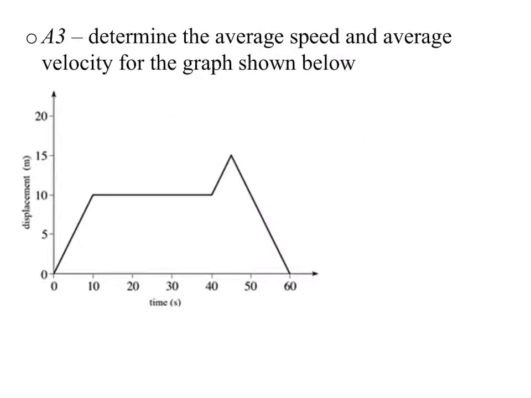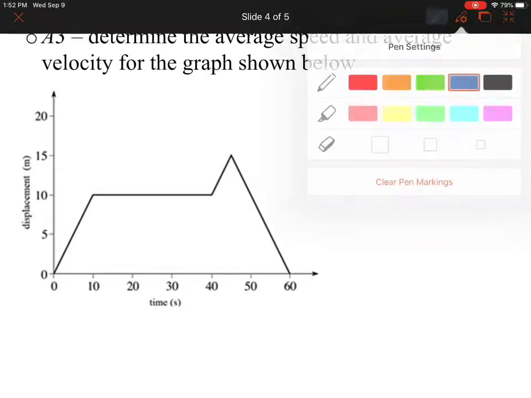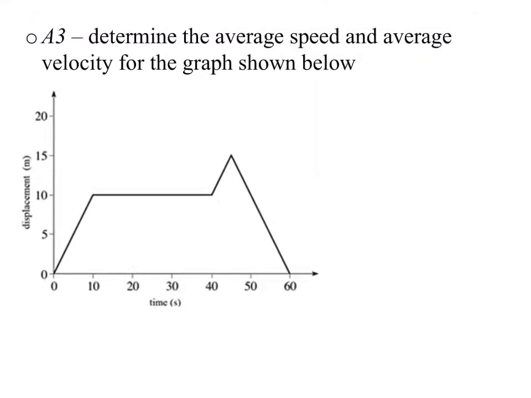So let's determine the average speed and average velocity for this graph that I showed you just before this. Okay, so if we're going to do that, let's start with average speed. That's just v. So remember, it's the total distance over the total amount of time that it takes.